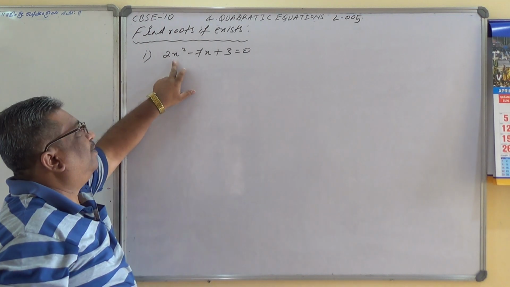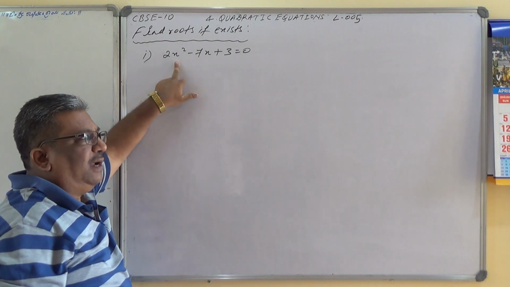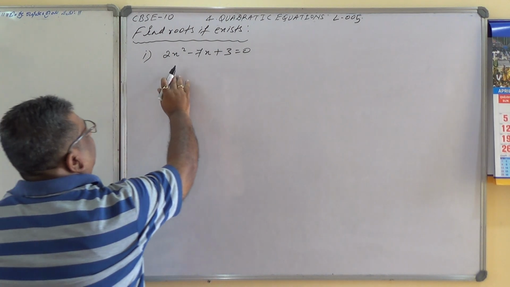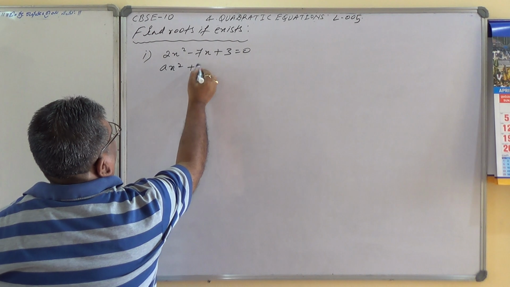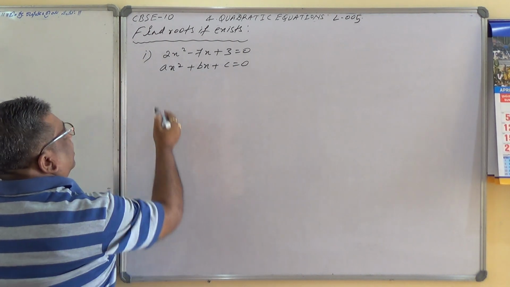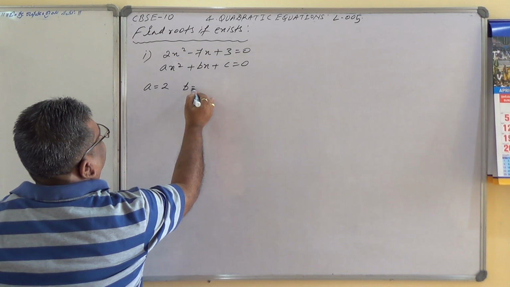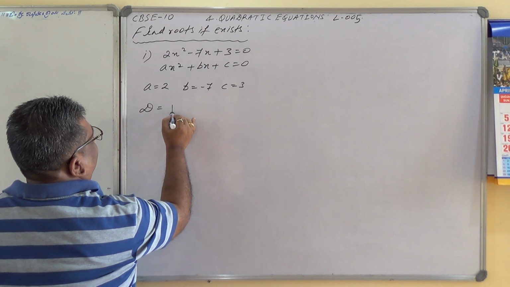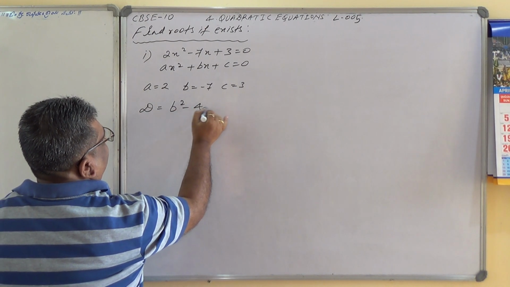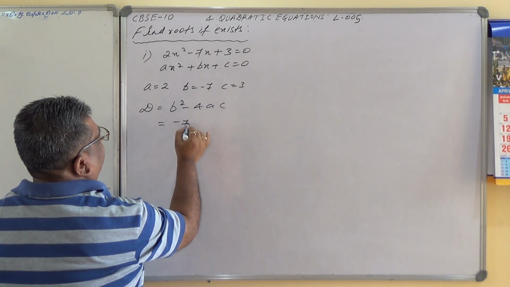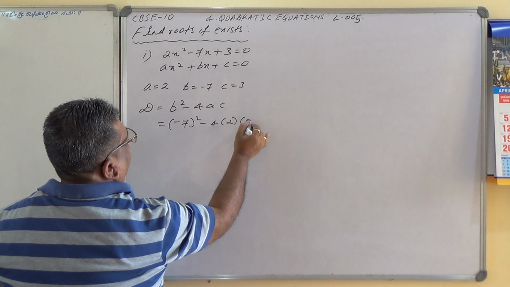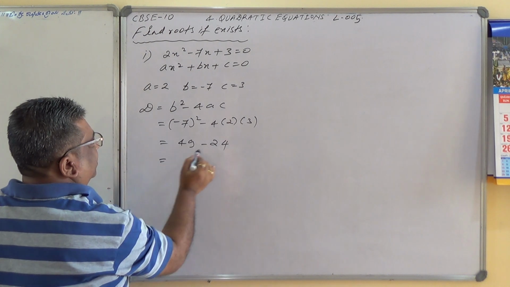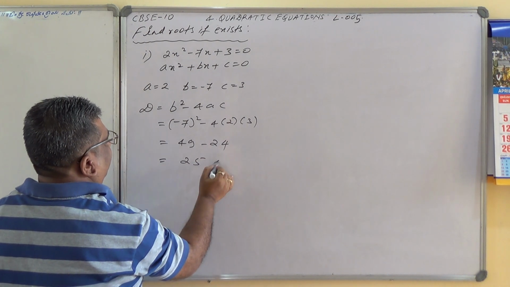Before I try to find out the value of x by using quadratic formula, I would like to check whether the roots exist or not. Meaning, let me check the nature of roots. So here, on comparing this equation with ax square plus bx plus c equals 0, I can get the value of a as 2, b as minus 7 and c as 3. And therefore, find out the discriminant d equals b square minus 4ac, which equals minus 7 the whole square minus 4 times 2 into 3, which equals 49 minus 24, which is 25.